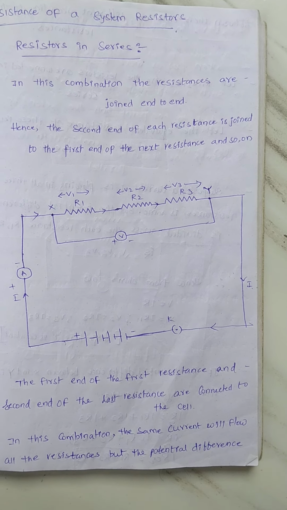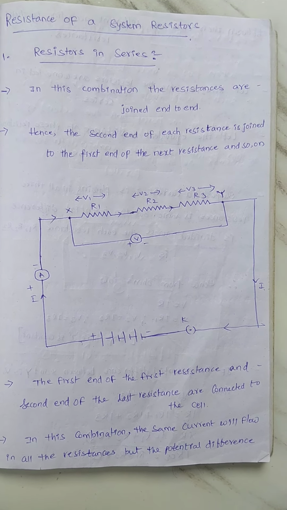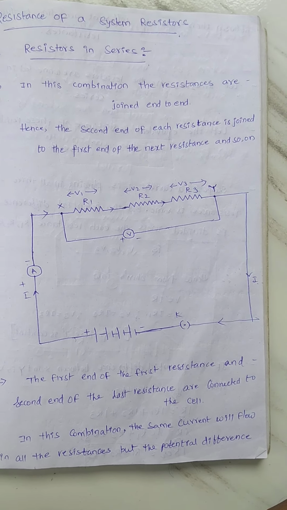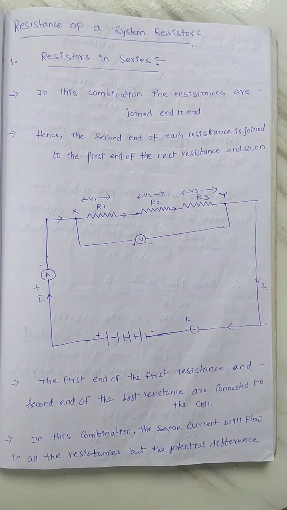Yes, dear students, today I'm going to discuss one more concept, that is the resistance of a system of resistors. So, what is the resistance of a system of resistors? Actually, it is classified into two types. One is resistors in series and one is resistors in parallel. This is very important, dear students. First I want to discuss resistors in series.